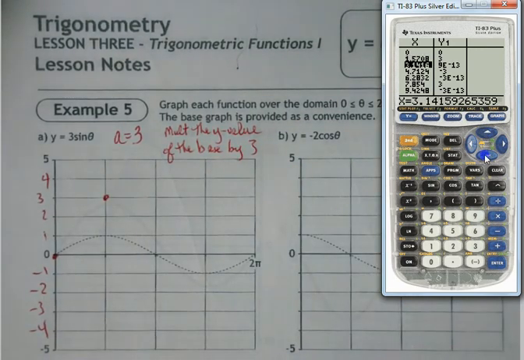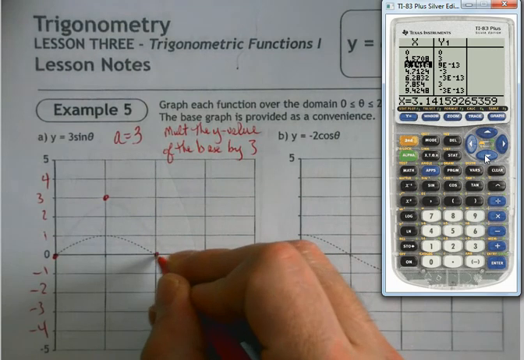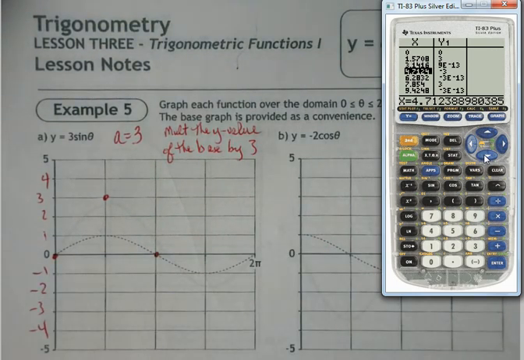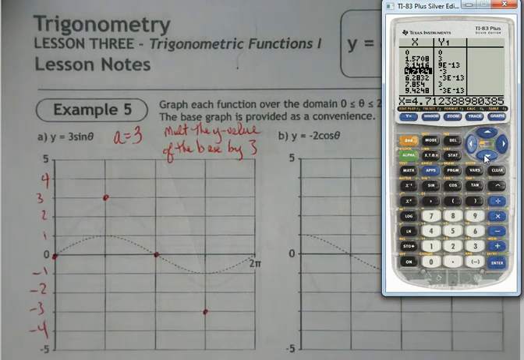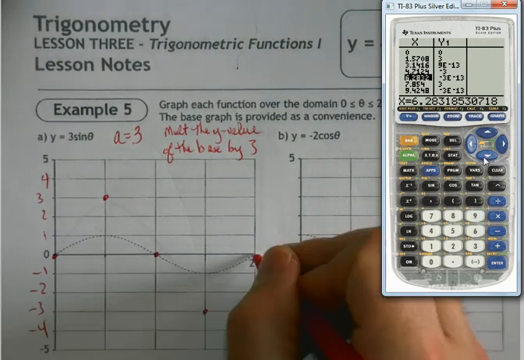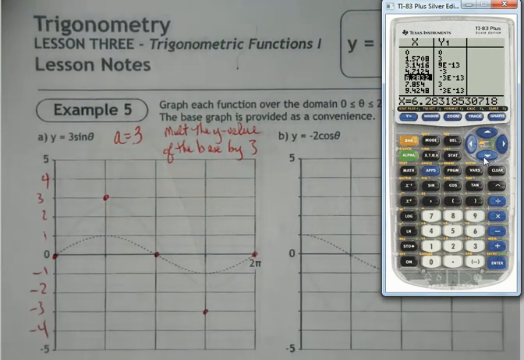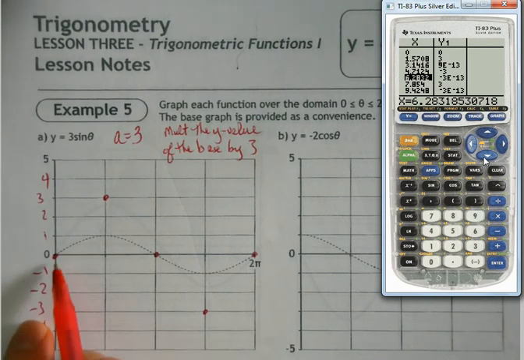And then we said the same thing, okay, that's 0 again. 3 pi over 2 is at -3. And then 2 pi is back to 0. Okay. Before I connect the dots, I just want to point out something. My original point here at 0 was 0. 0 times 3 is still 0.